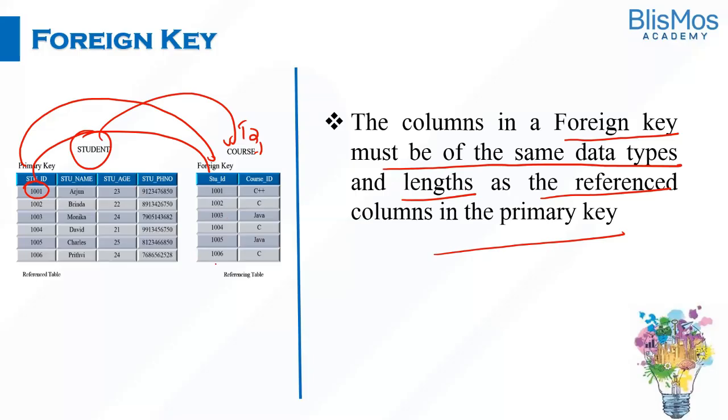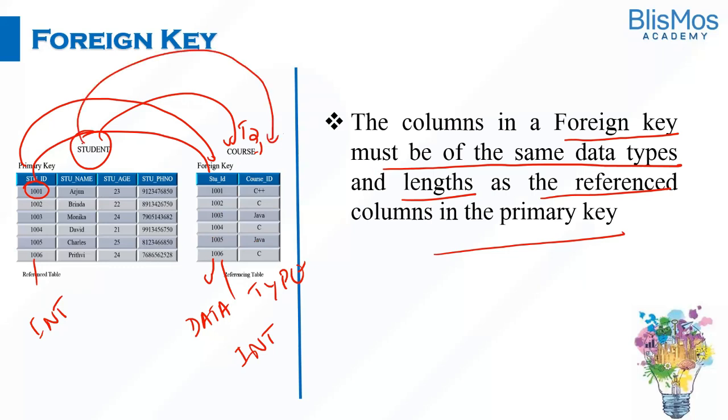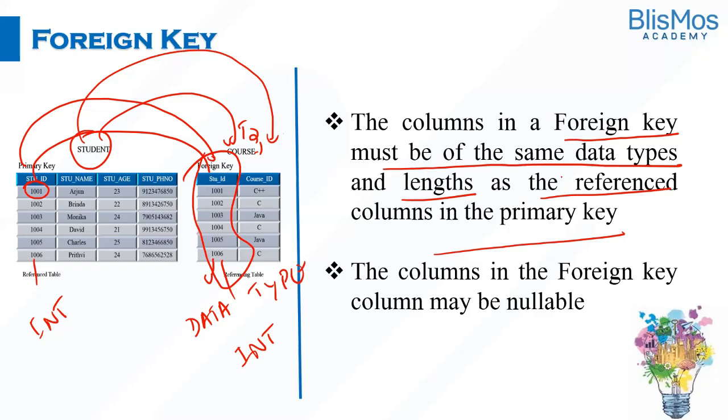So the foreign key should have the same data type. Like if it is int, this also should be int. If it is char, this also should be char. Not only the data type, it should also have the same length because we are trying to reference this table with the course table through foreign key. If there is any mismatch in the data type and the length, then it is an issue. So foreign key is a must to establish the relationship between the two tables.